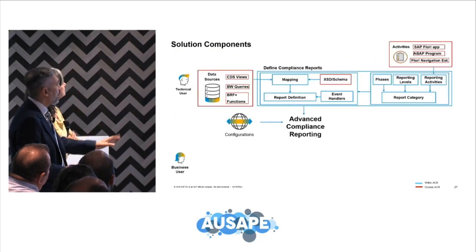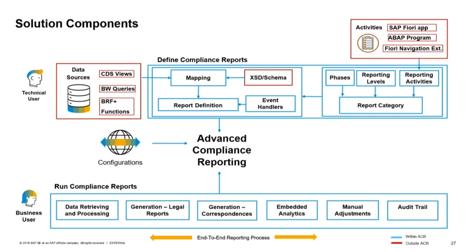That is a complete view of how the solution looks end-to-end, a little bit technically here. So that is where the data is being extracted. The term CDS views is the key word here, because this is how you define the view that you will use to extract the data from your system. And then the second step is how you build the mapping and the report definition up to the reporting category and reporting activities that you need to generate.